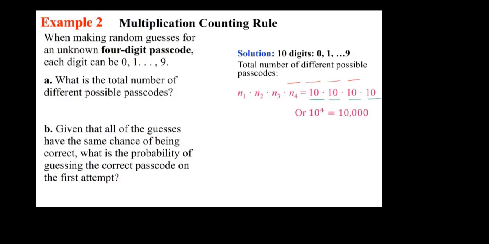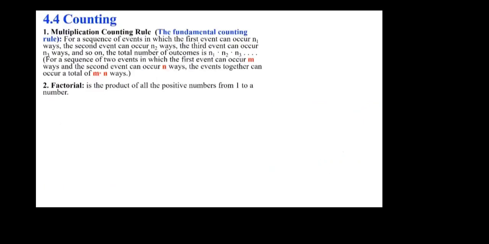Everybody has the same chance of being correct, so it's simply 1 out of 10,000. N of C standing for being correct, N of S standing for the sample space or sample size. 1 over 10,000. All right, counting.